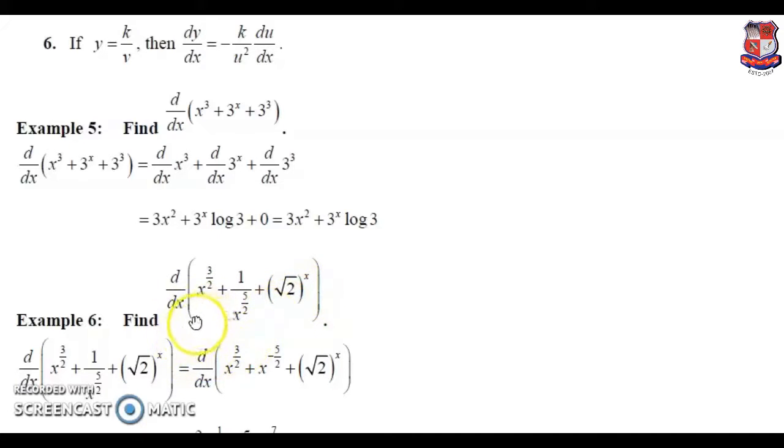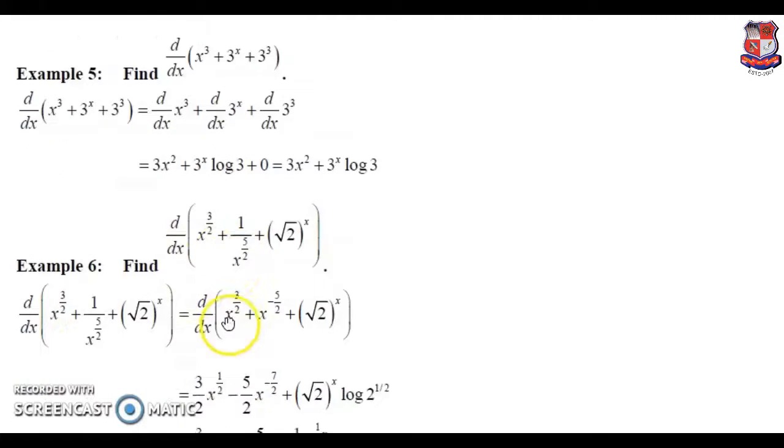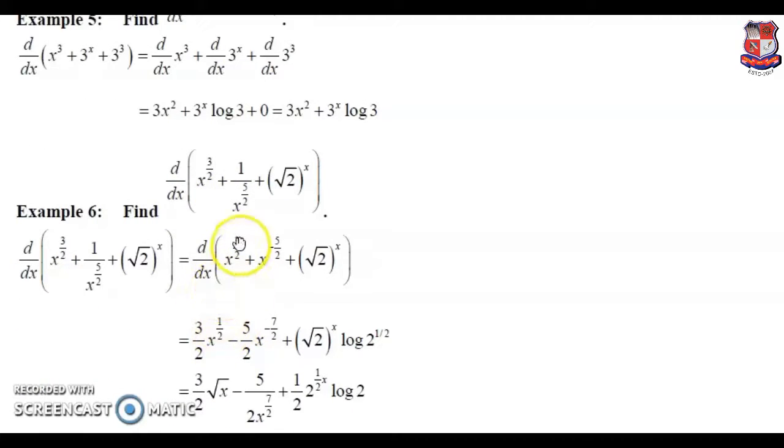So first we have to apply the differentiation separately: d by dx x raised to 3 by 2 plus d by dx x raised to minus 5 by 2. Because of the denominator function, when we shift it to the numerator, the power, if positive, becomes negative. Square root of 2x. Now differentiate separately: 3 by 2 x raised to 1 by 2.